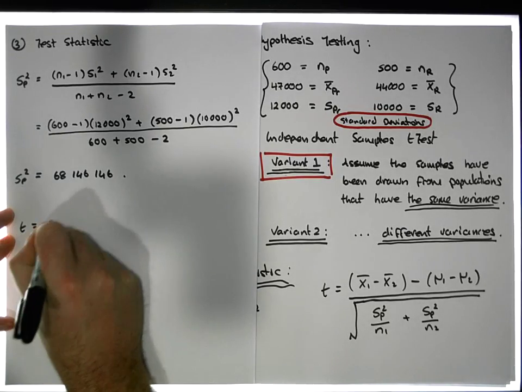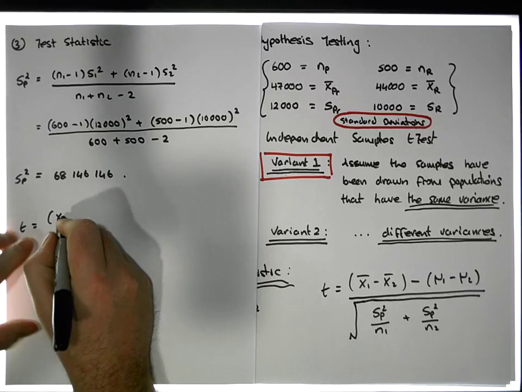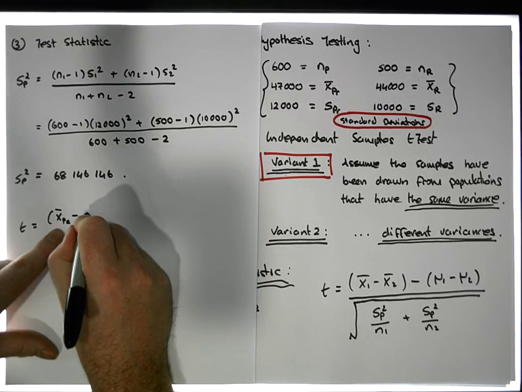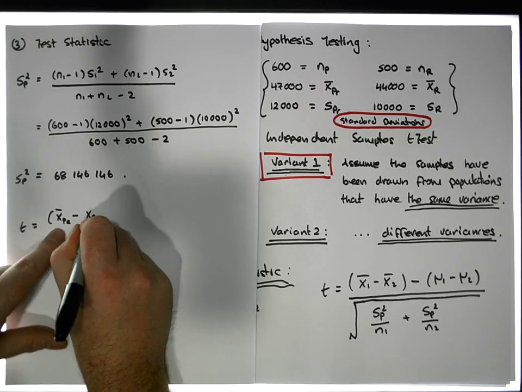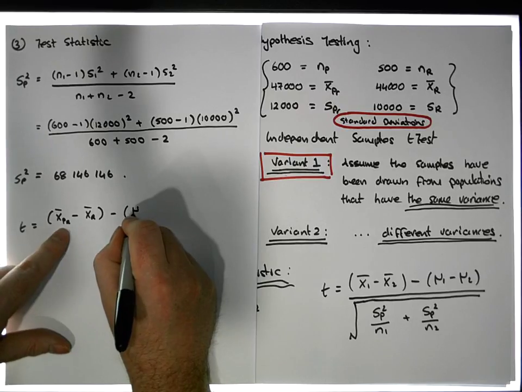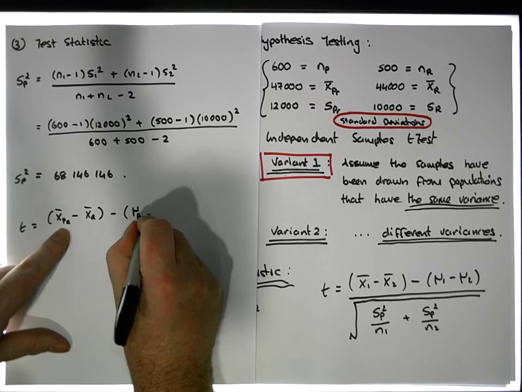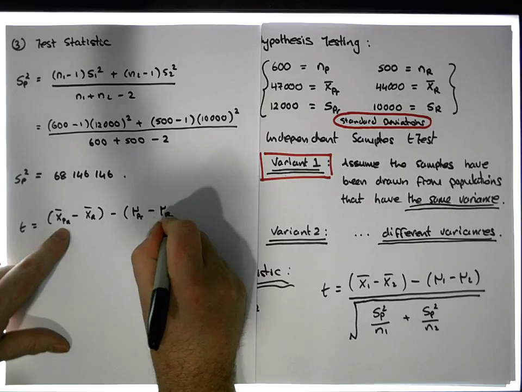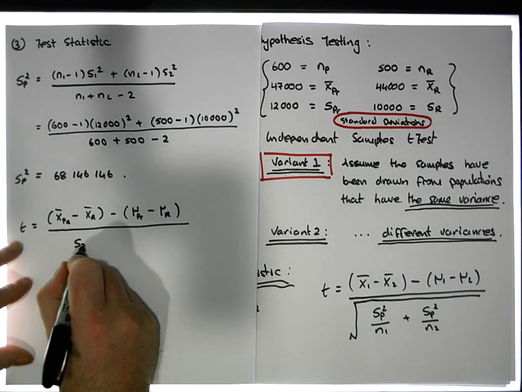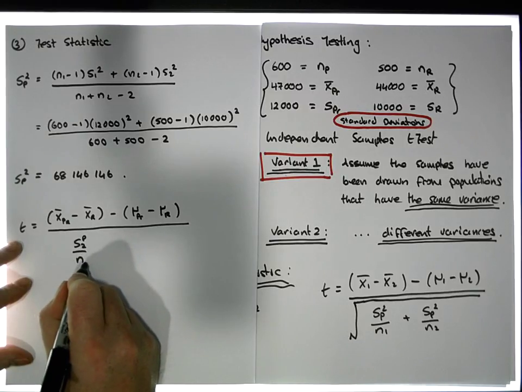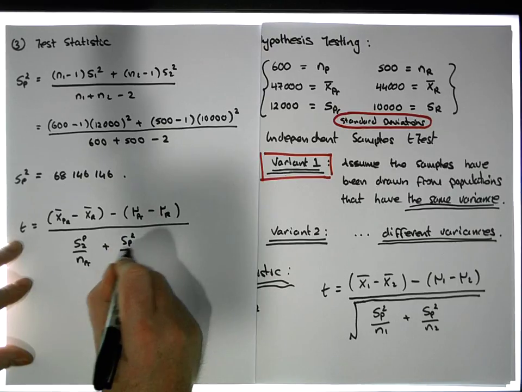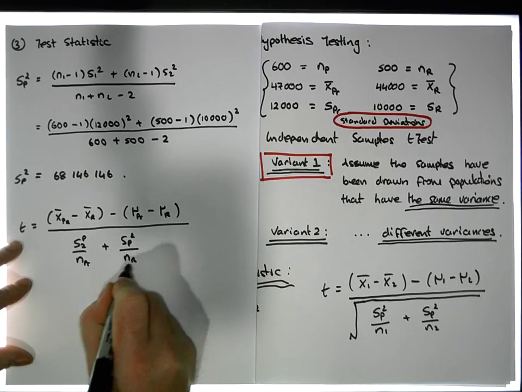equal to x1 bar, where x1 is Prime Land, so that's PR, minus x2, which is Rockland, minus mu1, the population mean for Prime Land, minus mu2, the population mean for Rockland. That needs to be divided by the pooled variance, Sp squared over n1, for Prime Land, plus Sp squared over n2, for Rockland, and it's the square root of that.